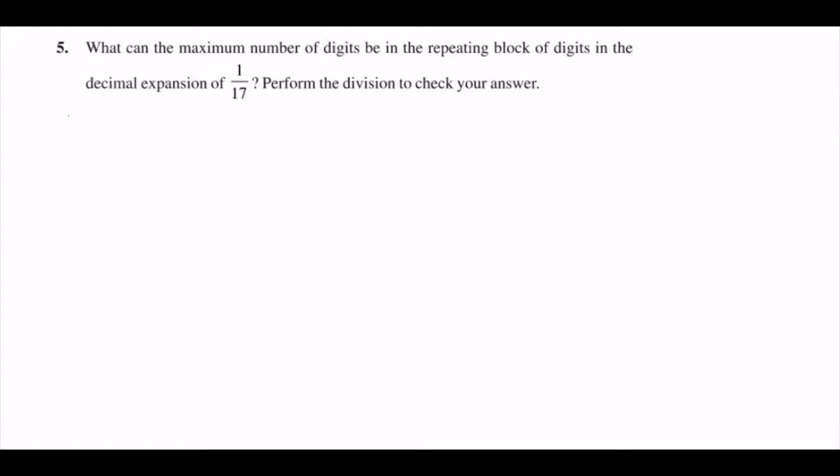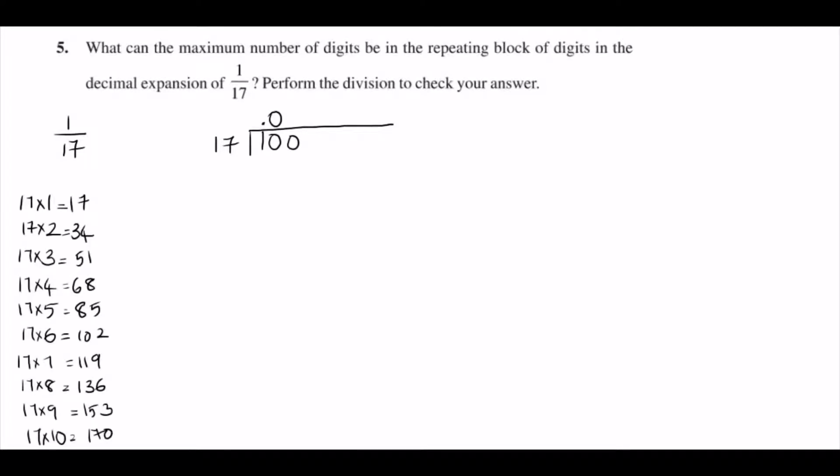So here the rational number is 1 by 17. So make 1 as the dividend and 17 as the divisor. So in 1, 17 will not go. In 10, 17 will not go. In 100, 17 goes 5 times. That is 85. So 100 minus 85 is 15.